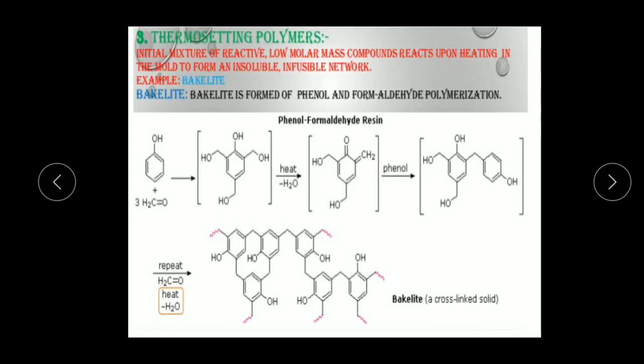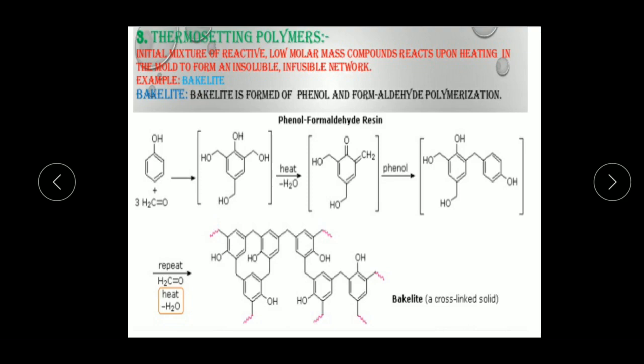Next category is the thermoset polymers. Thermoset polymers are the reverse of the thermoplastics. The kind of polymer which becomes hard while heating, whereas thermoplastics become soft. Such kinds of polymers we can call thermosets.